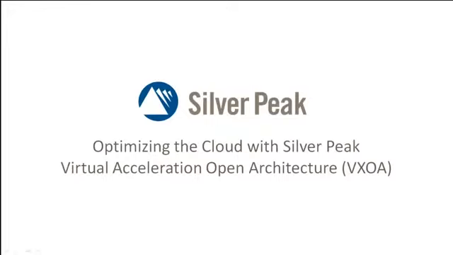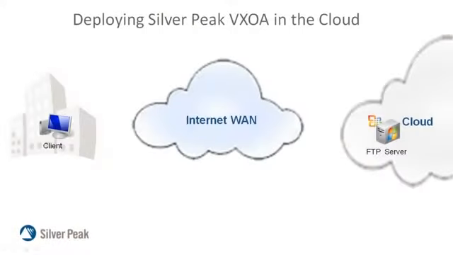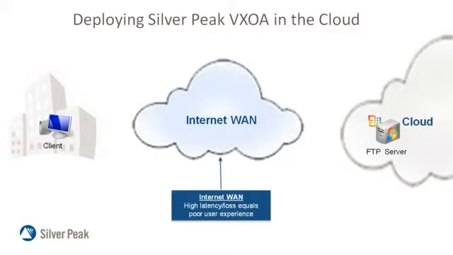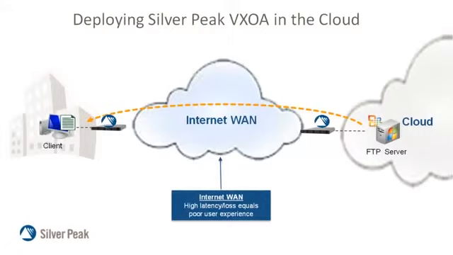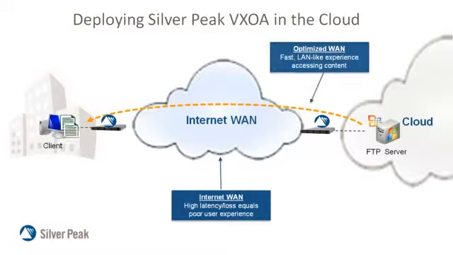This video shows how Silver Peak VXOA, or Virtual Acceleration Open Architecture, can help drive or accelerate your move to a cloud infrastructure, preserving LAN-like performance for cloud-based applications. When you move your applications to the cloud, that particular FTP server now has the internet between itself and the users. This means there'll be a lot more latency and loss for all users, resulting in the slow retrieval of content. This video shows that by deploying Silver Peak as part of that cloud infrastructure, you can retain a LAN-like user experience.